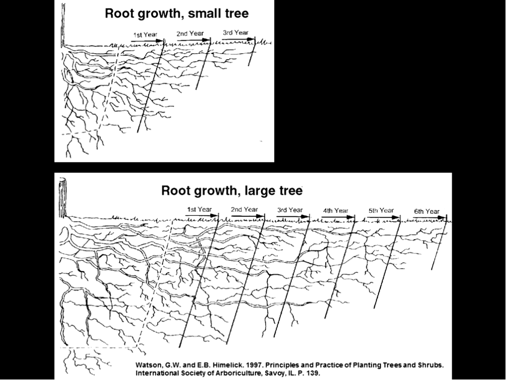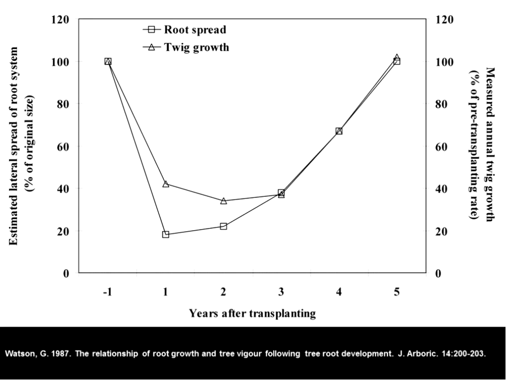Versus a large tree down here on the bottom, it might take, in this instance, 6 years for it to grow its root system out in the soil. So in that period of time, it's growing slower. It's putting its carbohydrates into growing roots, and it's growing more slowly. And we see that if we look at some of the research.